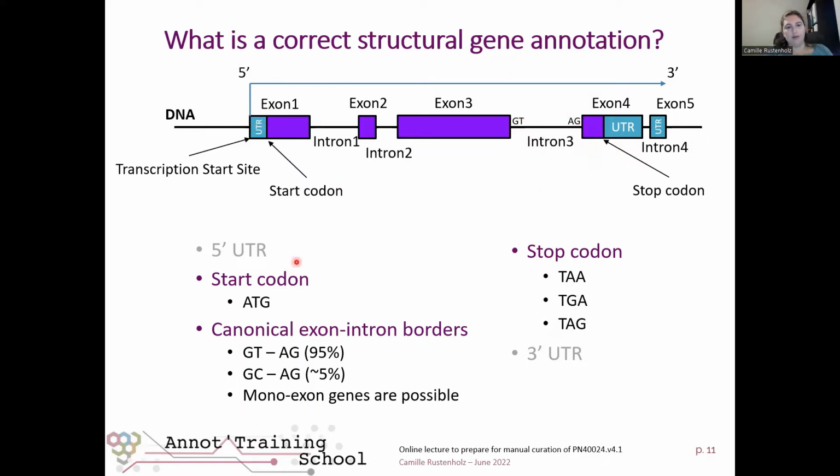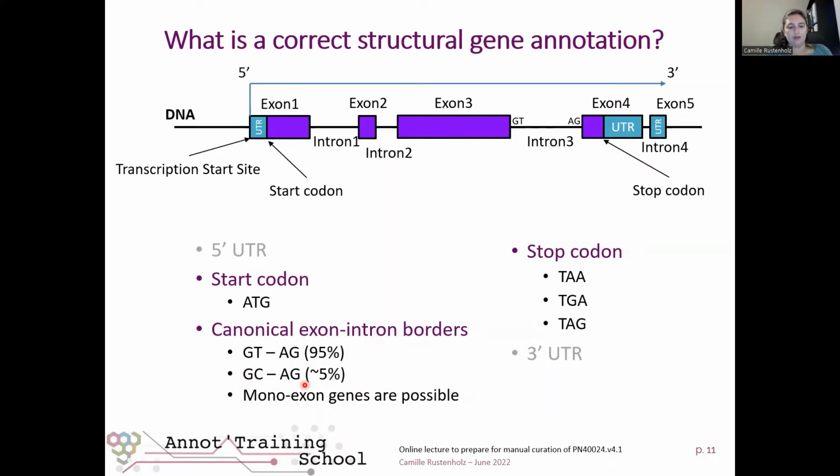So to summarize, canonical gene structure may start with a 5' UTR, which is not mandatory. And we will see it's not always easy to retrieve the UTRs when we are performing manual curation. What is absolutely mandatory is that the gene has a start codon, so an ATG codon. The canonical exon-intron borders, as I said, are GT-AG in most of the cases, and rarely GC-AG in about 5% of the cases. There may be some other options, but they are very, very rare.